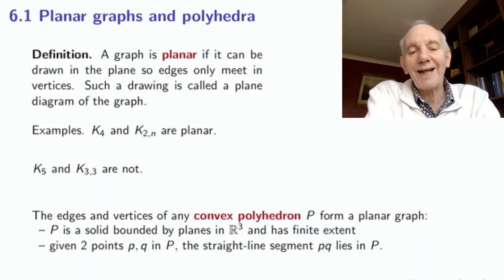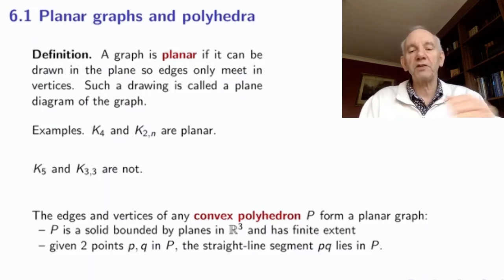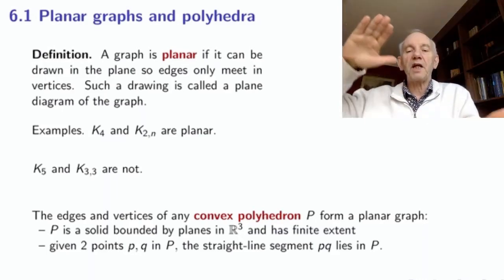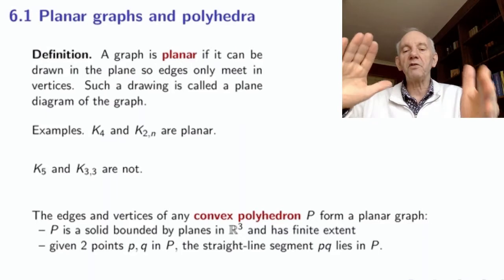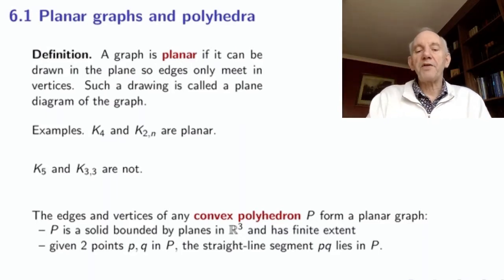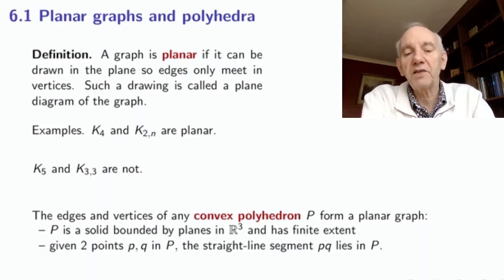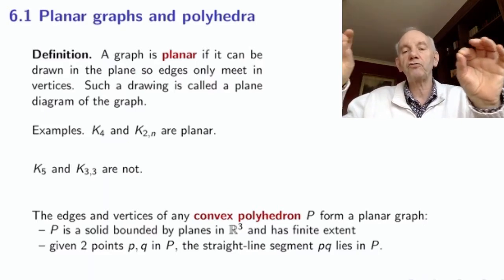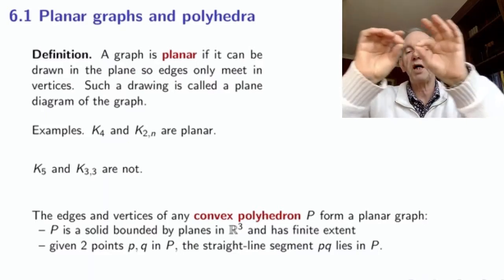In fact, you can take any what's called convex polyhedron and get a planar graph out of it. A convex polyhedron is best understood by bringing a number of planes in from infinity to get a solid of finite volume, and that will be a convex polyhedron. It will have the convexity property that given any 2 points on the solid, the whole straight line between those 2 points lies in the solid.